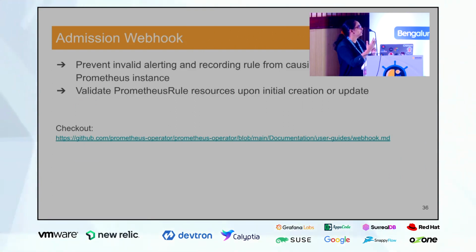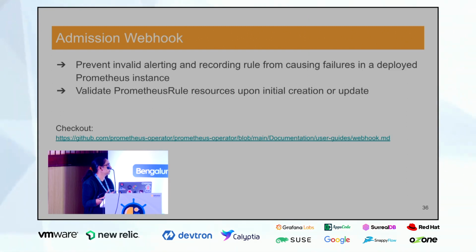So this is also one of the things I wanted to highlight. I think most people don't use the admission webhook, so you need to deploy this separately outside the Prometheus operator. It will help you detect invalid recording or alerting rules from causing failures. Sometimes you might be missing a comma, or putting a wrong expression, and then your rules will not get picked up by Prometheus. This is difficult to identify: why is my rule not picked up?